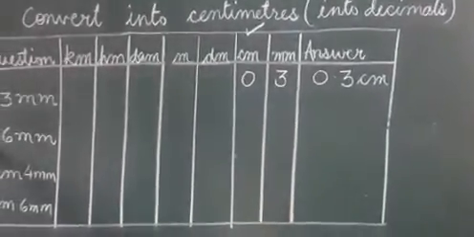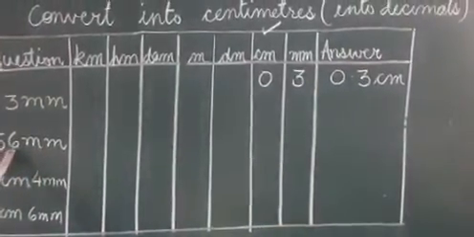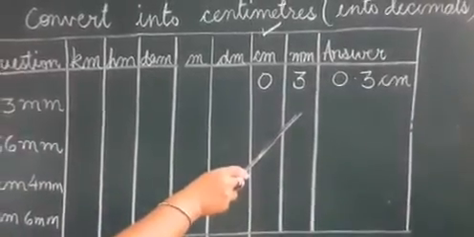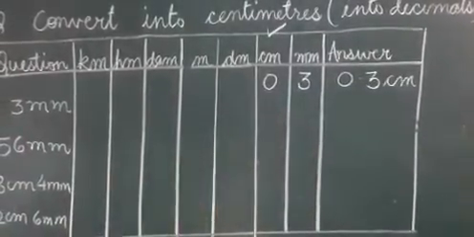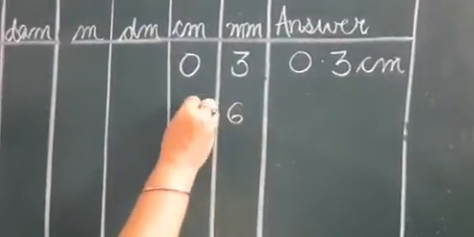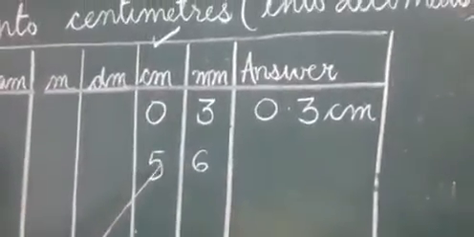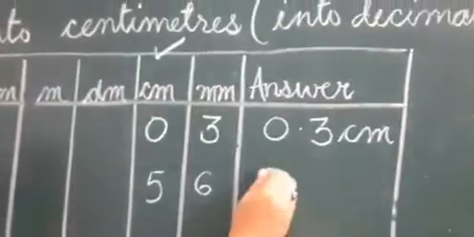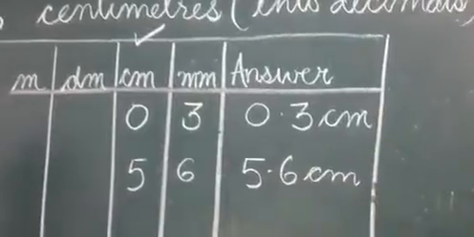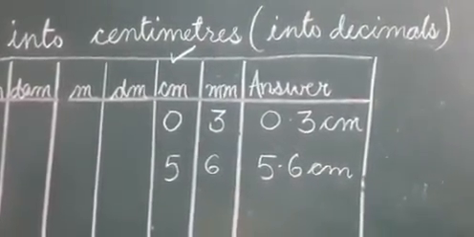The next question is 56 millimeter. Now we cannot write 2 digits in one column. So how are we going to write? We are going to write from the back. So in the millimeter column, first I will write 6 here and 5 will come in the next column, that is the centimeter column. So it will be 6 and 5. Now I have to put the point after the centimeter column. So my answer will be 5.6 centimeters. You can see how easily we are converting the numbers into decimals without multiplying and dividing.